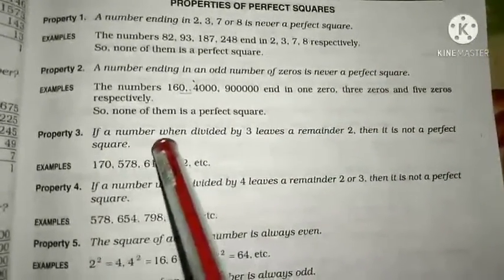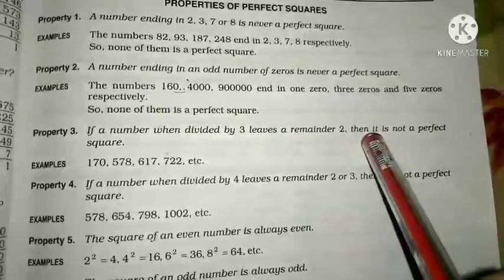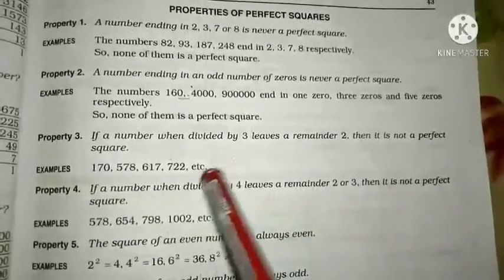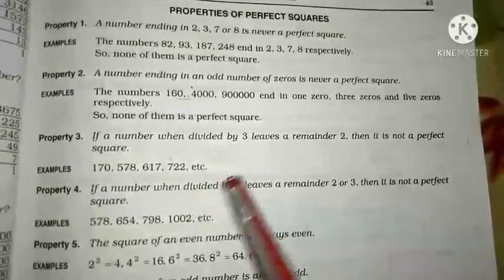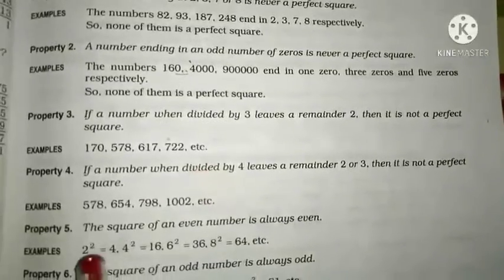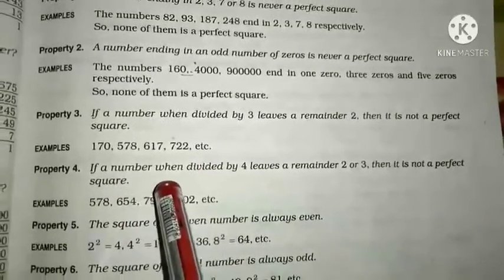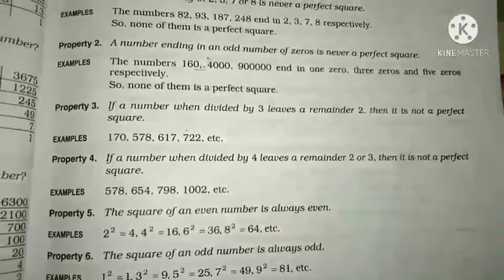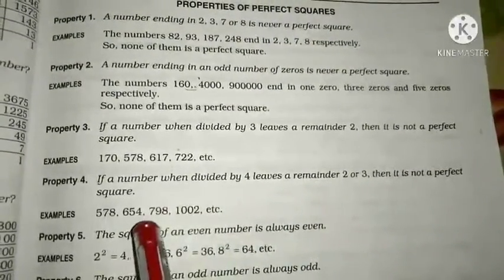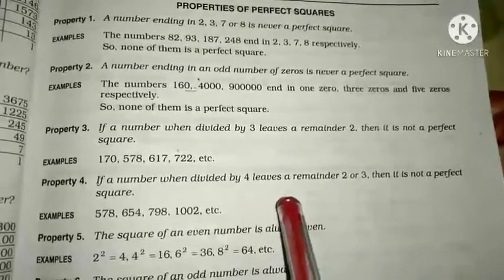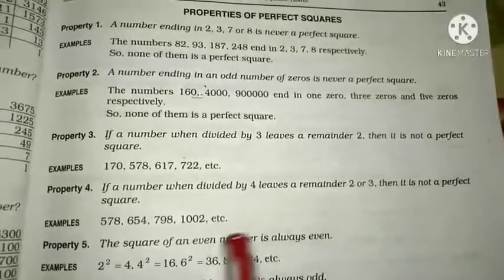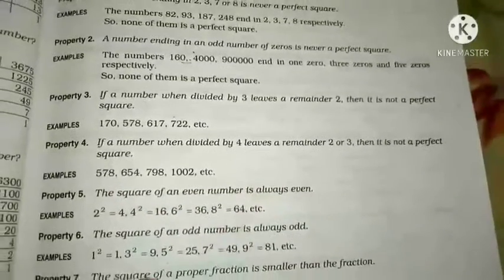Third property says that if a number when divided by 3 leaves a remainder 2, then also it is not a perfect square. So you divide any number by 3, and if the remainder is 2, then that number is not a perfect square. Fourth property says that if a number when divided by 4 leaves a remainder 2 or 3, then it is not a perfect square. So these are the examples.